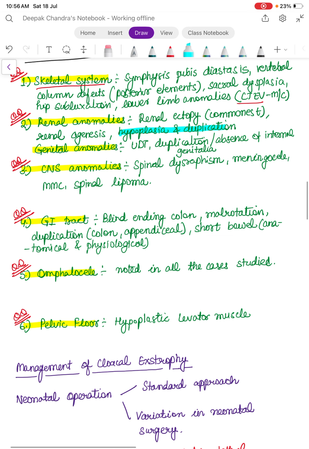So these babies have spinal dysraphism, which can be in the form of meningocele, myelomeningocele, or spinal lipoma or something like this. So these anomalies can have varying presentations. Then in the GI tract, there might be blind ending colon, malrotations, duplications in the form of colonic duplication and appendiceal duplications, which have their own bearing on the management of the illness.